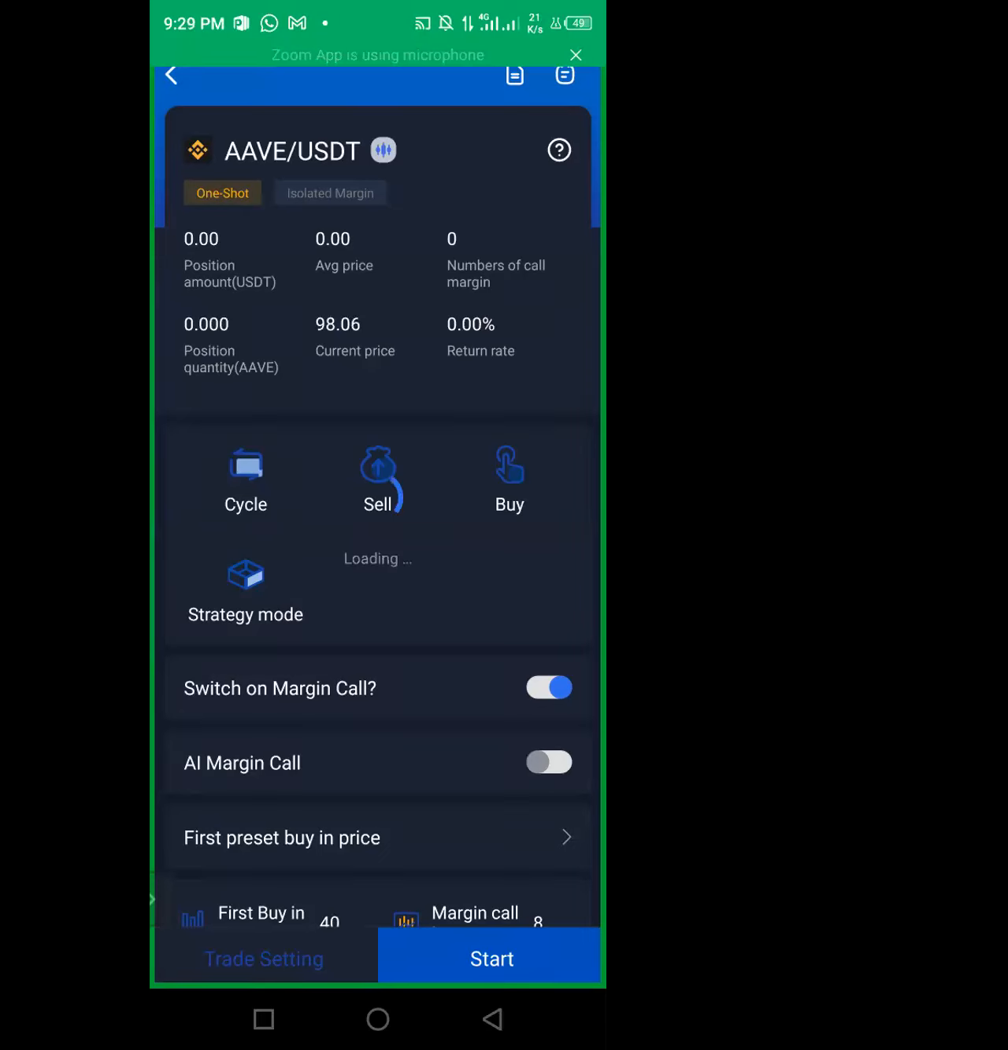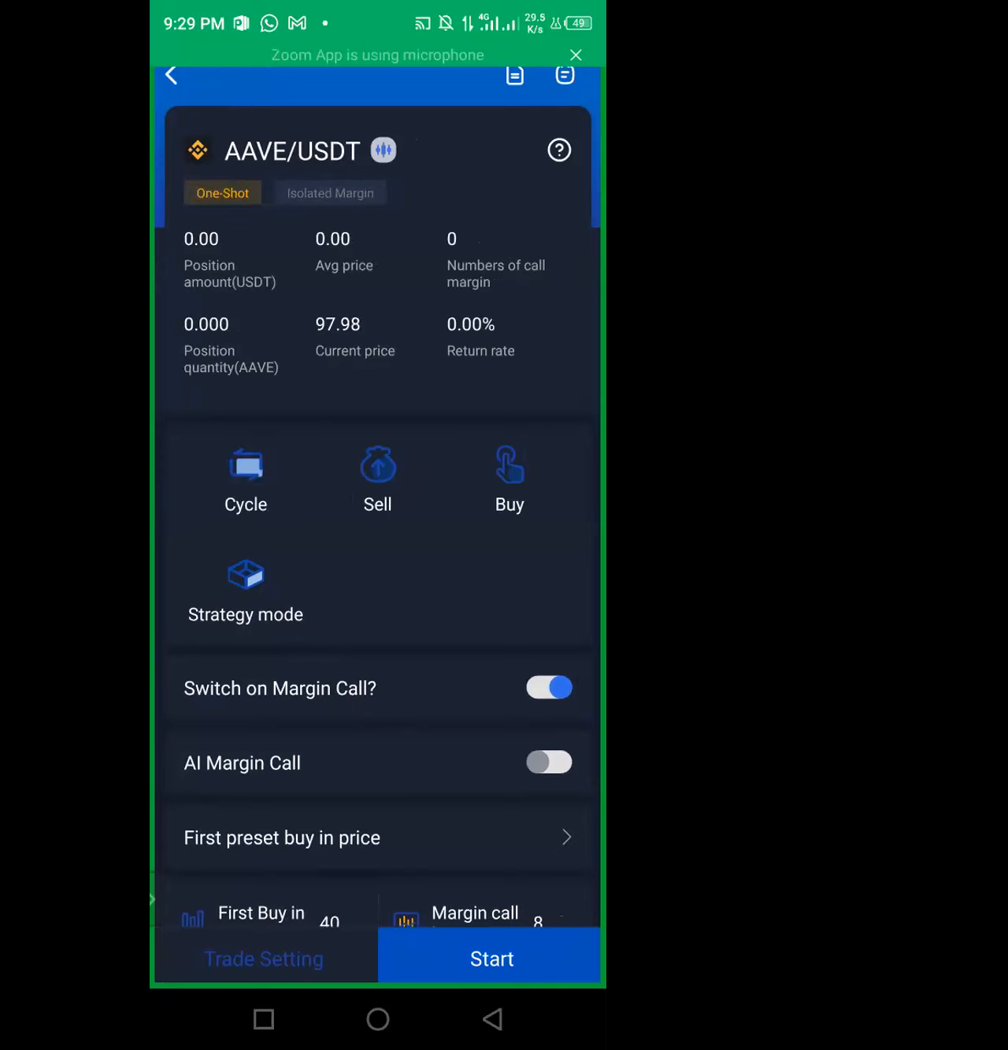The cycle is used to change the trading mode from either one shot to cycle, from cycle to one shot. It's very simple to change. You just click on it and you see the current mode come up. So if you want one shot, you click on it and you see one shot will come up. So you know that is one shot your trade is on.